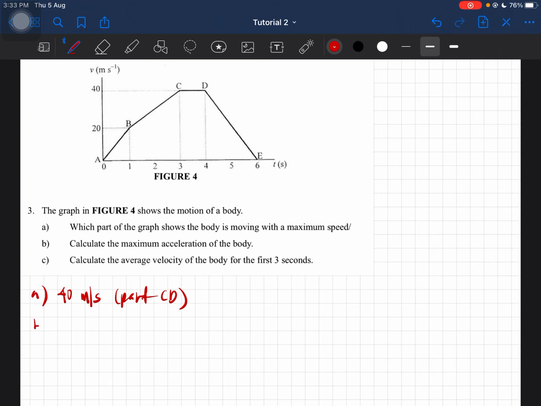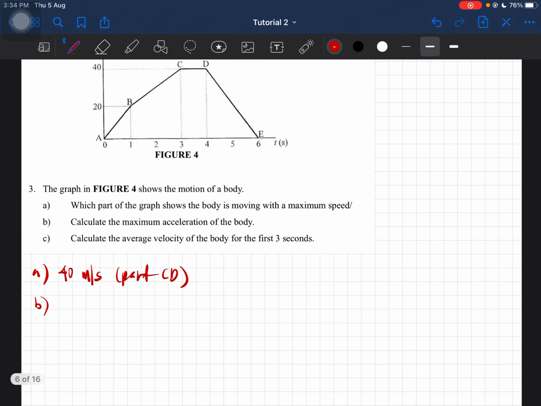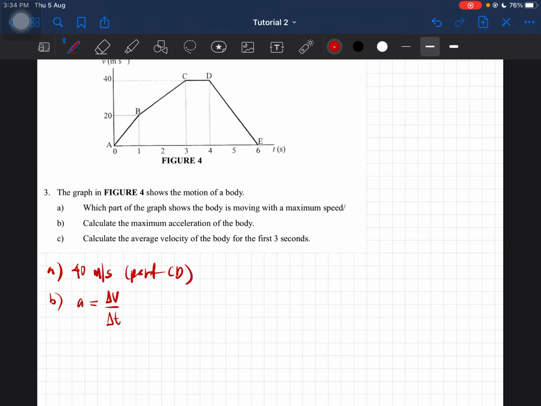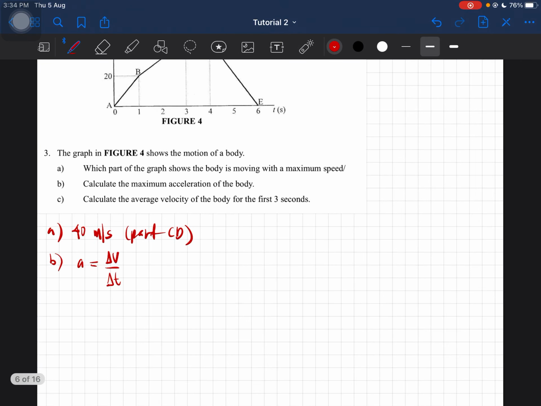Okay, now calculate the maximum acceleration of the body. Okay, so maximum acceleration pula, we can find it using the formula a equal to delta v over delta t. We know that the acceleration can be calculated by, acceleration is showing us how quickly the velocity is changing. So what we can do is we can use this formula.